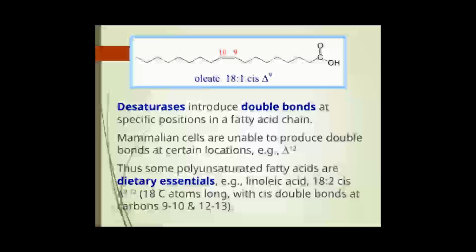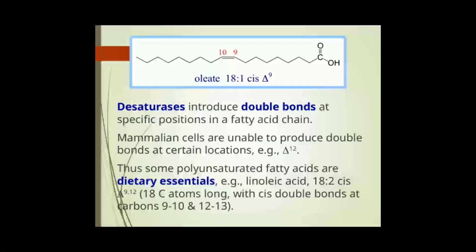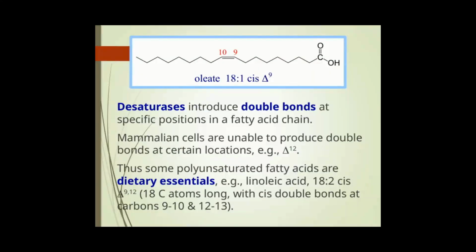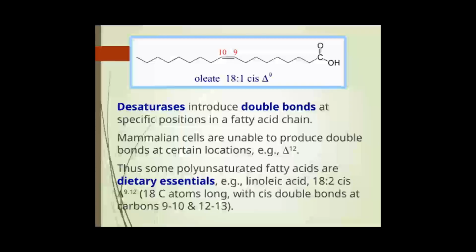One prime example is linoleic acid, which has 18 carbons and 2 cis double bonds at carbons 9-10 and 12-13. Since our bodies can't make the double bond at D12, we must obtain linoleic acid from our diet to meet our nutritional needs. This highlights an important aspect of how our dietary intake directly influences our cell membrane composition and overall health, especially regarding essential fatty acids that our bodies can't produce on their own.